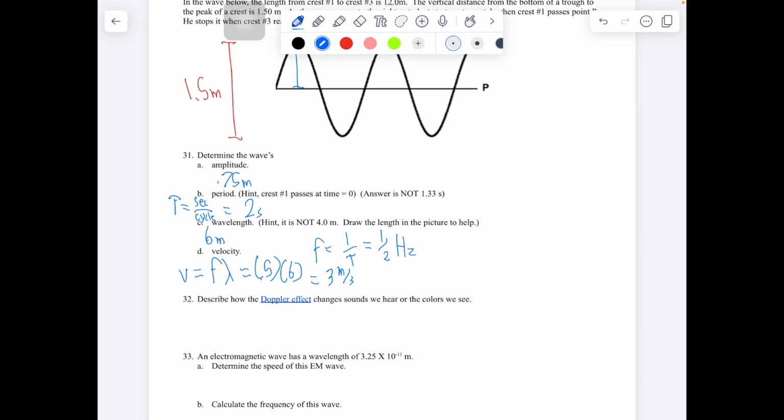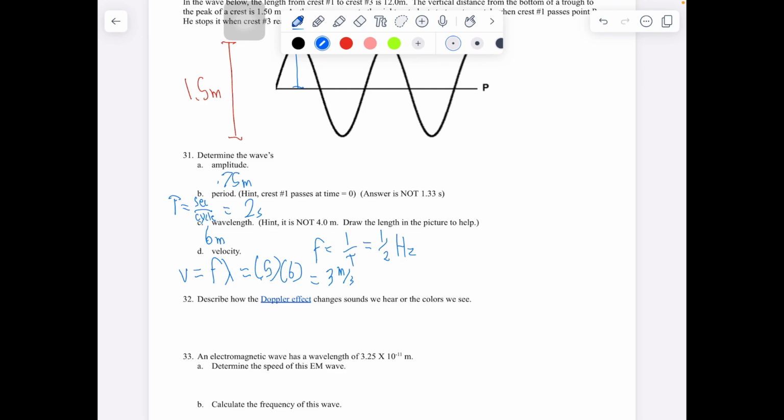Alright, describe how the Doppler effect changes sounds we hear or the colors we see. Well, Doppler effect is essentially saying the frequency of some sound, of some light color changes based on that object's motion relative to you. You've probably heard this with an ambulance or a fire truck. If they are blaring their siren and they are approaching you, you will hear a higher frequency. When they pass you, you will hear a lower frequency.